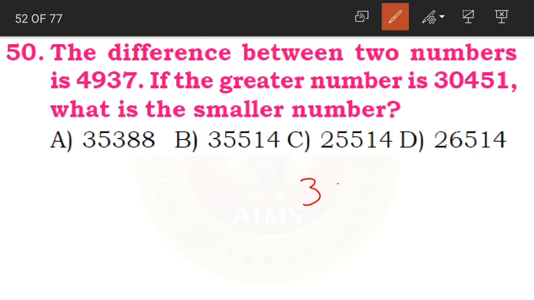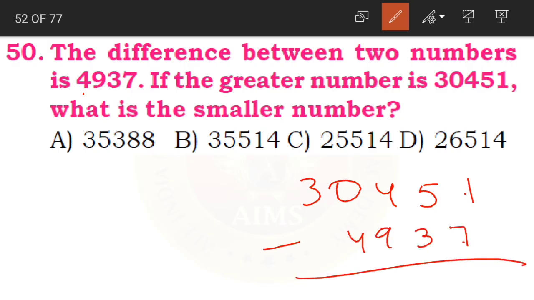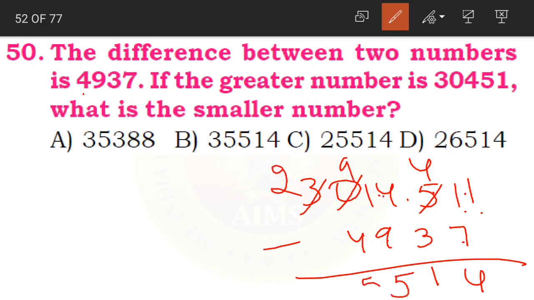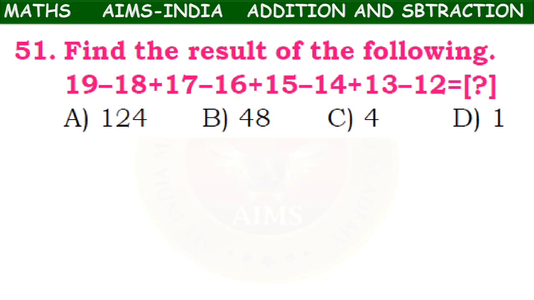So let us subtract 30,451 minus 4,937. Now 1 minus 7 is not possible, so we will borrow. 1 becomes 11, 5 becomes 4. 11 minus 7 is 4. 4 minus 3 is 1. 4 minus 9 is not possible, so we are borrowing. 14 minus 9, 5. 9 minus 4, 5 and 2. What is our answer? 25,514. That is option number C. Clear, children?